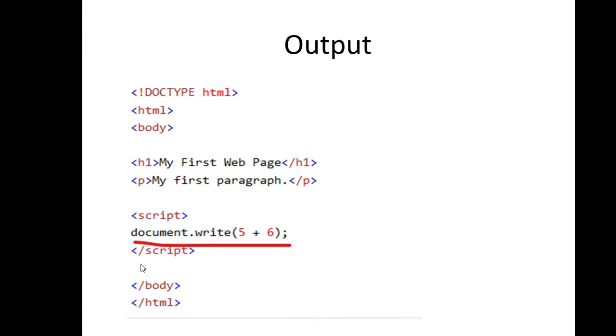And here's another way to produce an output. It's almost the same file as in the previous slide, but this time around, instead of using innerHTML, we just use document.write, and then we have here the value to be written. In this case, again, it is 5 plus 6. And the same, we should place our code inside script tags.